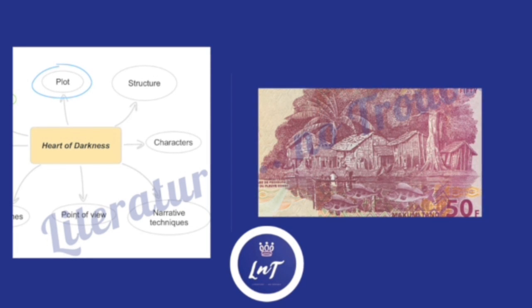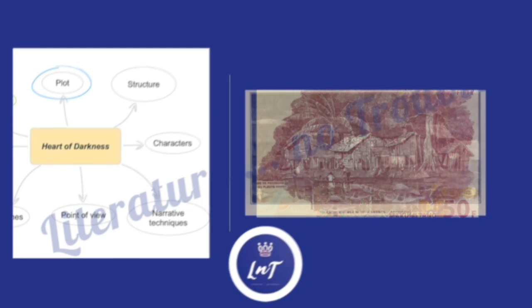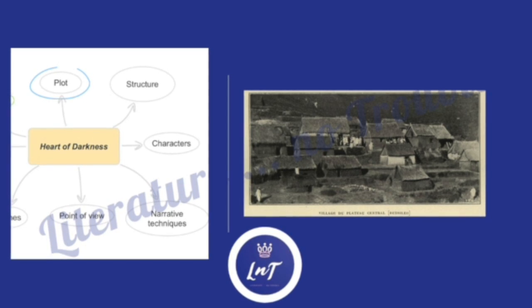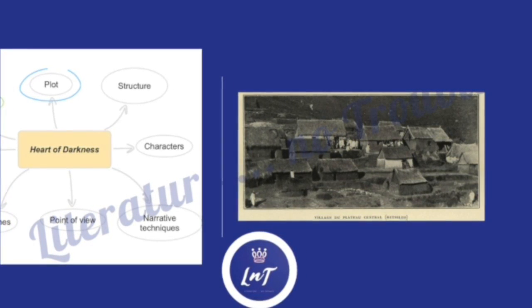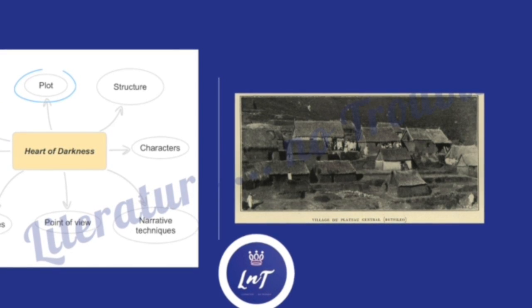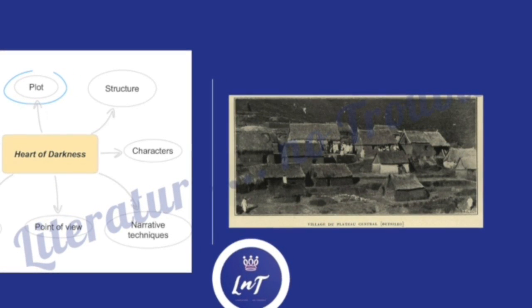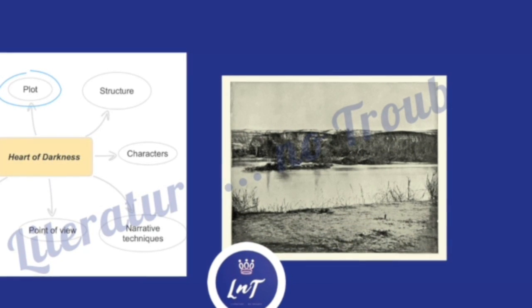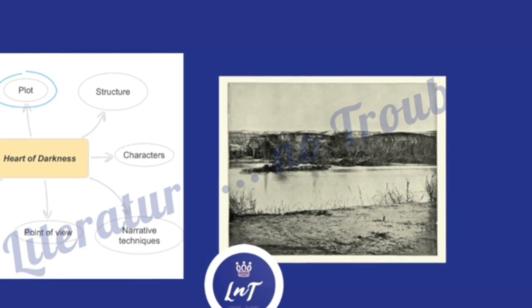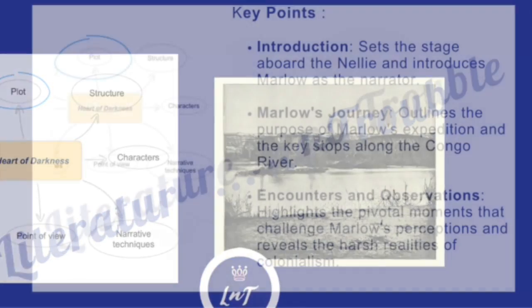His journey takes him to different places. First, the outer station, then the central station where he hears stories about Kurtz. As Marlow goes further into Africa, he sees the bad side of colonialism and learns new things that challenge what he believed. At the inner station, Marlow meets Kurtz. He's shocked by Kurtz's power and cruel actions.